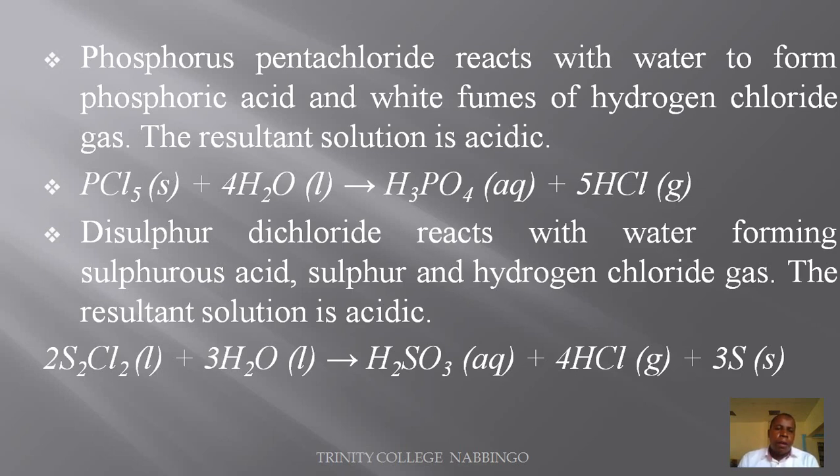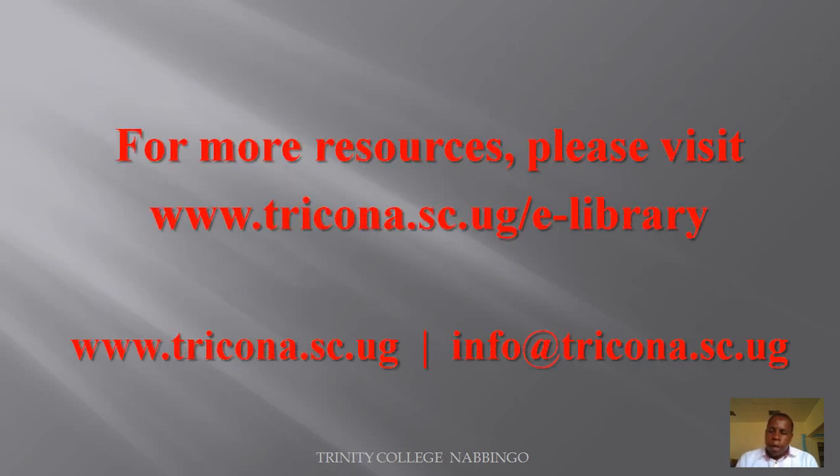Then disulfur dichloride reacts with water to form two acids. First of all, it forms sulfurous acid and then hydrogen chloride gas. And then the other product is sulfur. So this one is given off as a yellow deposit. So if you are carrying out this reaction in a test tube, you'll be able to see that the yellow solid is being deposited. So basically that is what we wanted to discuss, and thank you for your time.